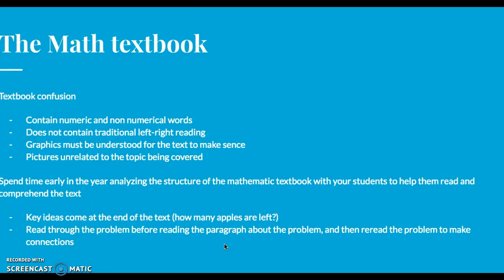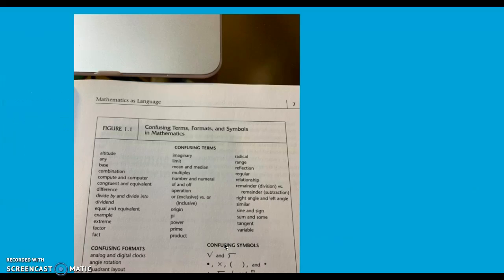So the math textbook. The math textbook can be confusing because it can contain numerical and non-numerical words. It does not have traditional left to right reading, and graphs must be understood for the text to make sense. And they sometimes put unrelated pictures in the math textbook. It's important to spend time early on in the year to help students understand the math textbook in order for them to better grasp and comprehend the text.